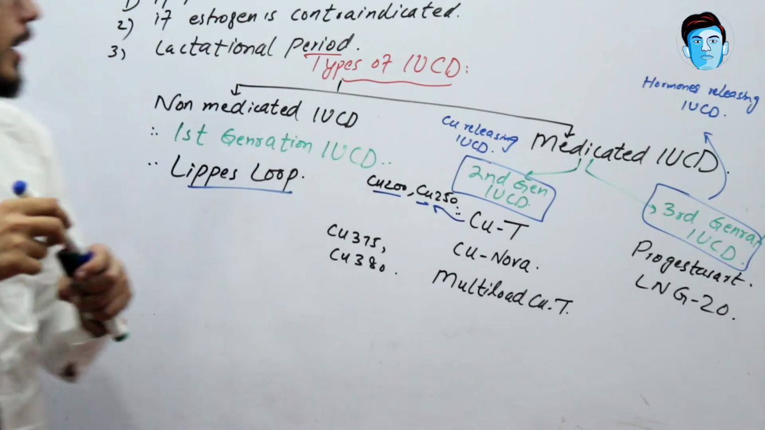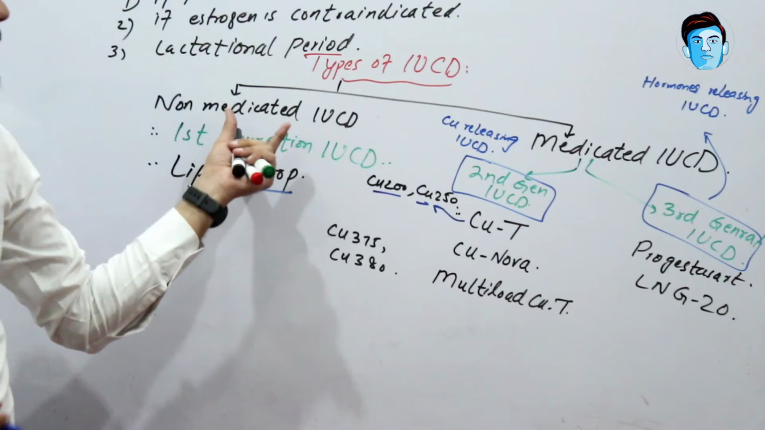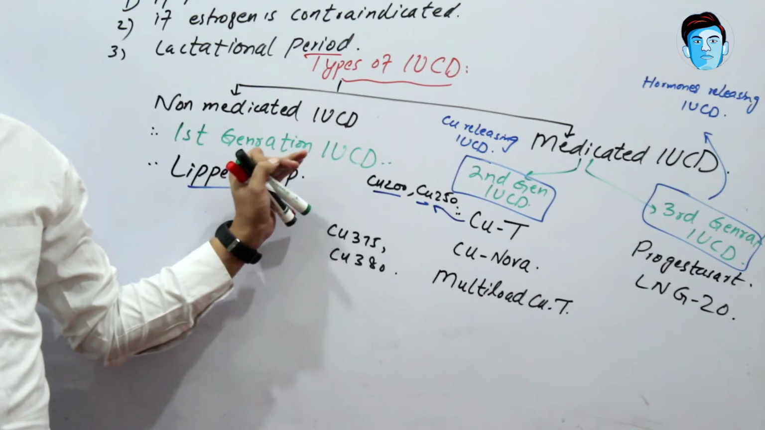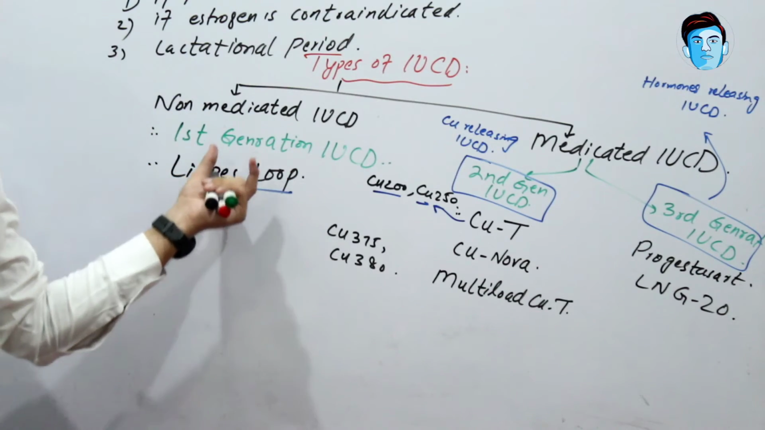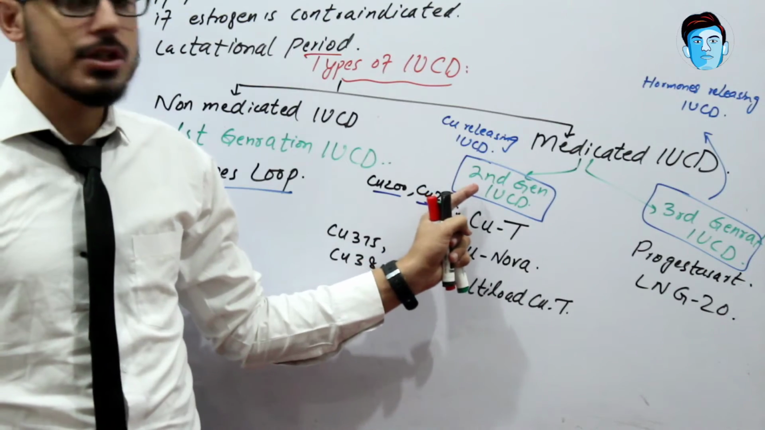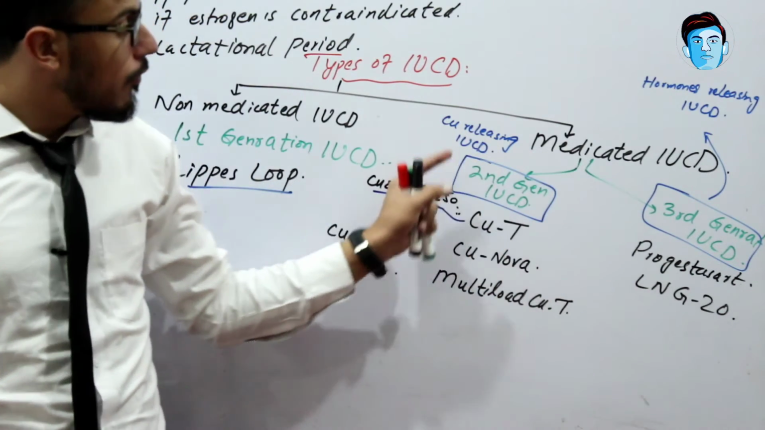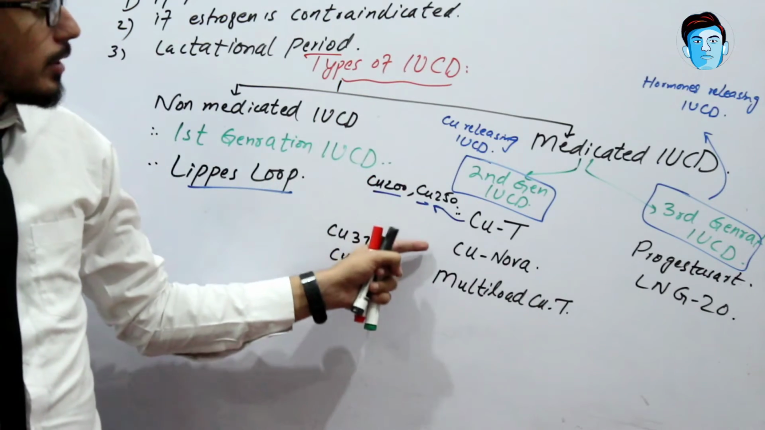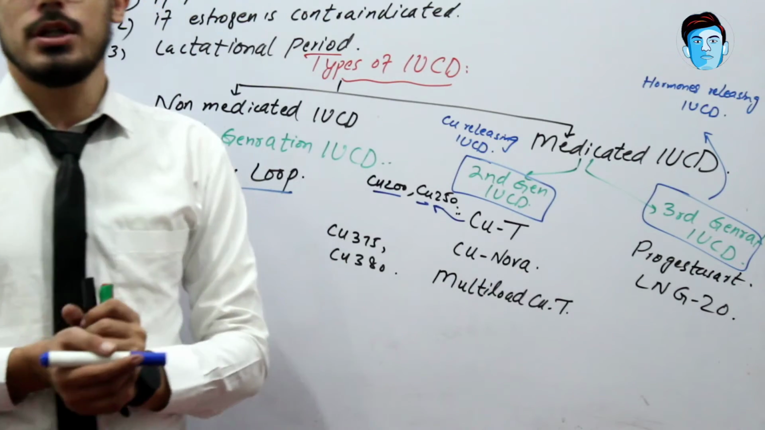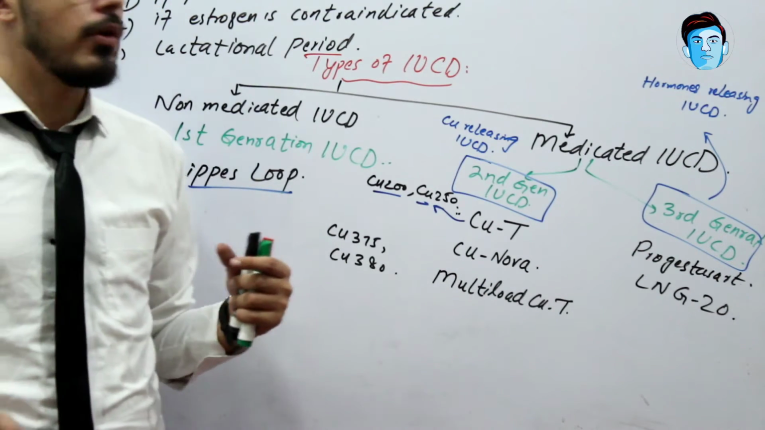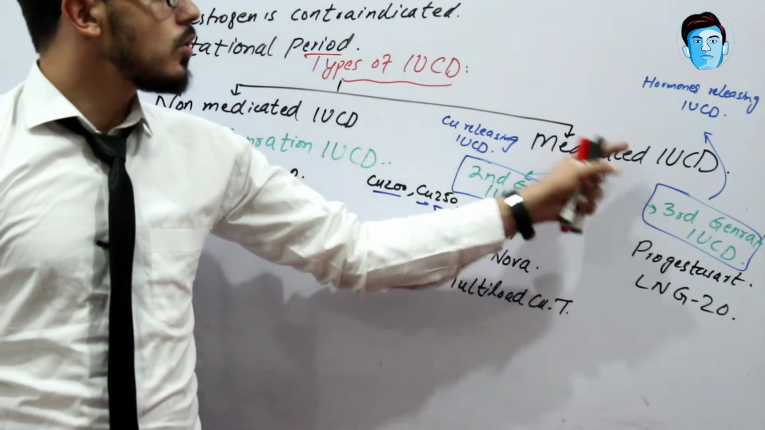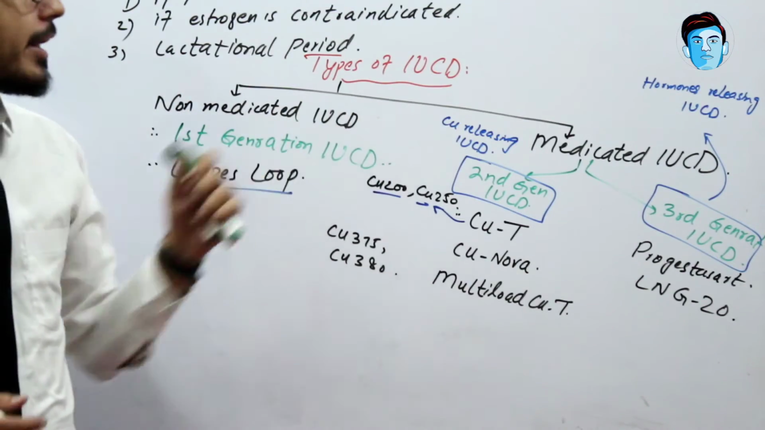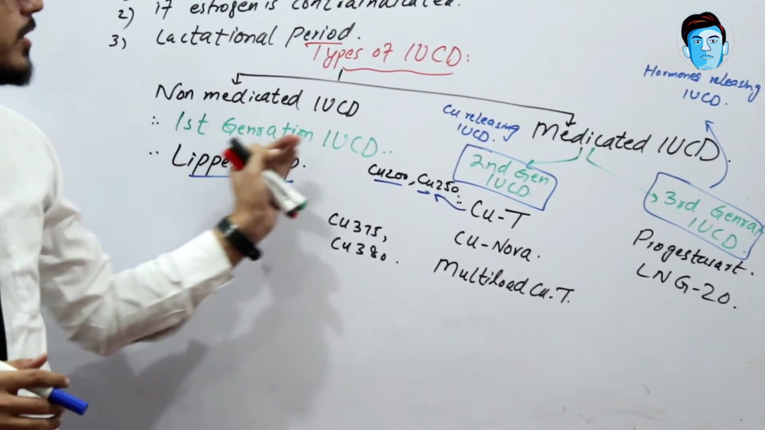Now I repeat, the types of IUCDs are divided into non-medicated IUCD and medicated IUCD. Non-medicated IUCD consists of first generation IUCD, the famous example under it being Lippes loop, while the medicated IUCD consists of second generation IUCD plus third generation IUCD. The second generation IUCD is also called copper releasing IUCDs. It consists of copper T, copper Nova, multi-load copper T, while third generation IUCDs consist of progesterone plus levonorgestrel 20, and are also called hormone releasing IUCD. So this is all about the non-medicated and medicated IUCD generations in the form of first, second and third.